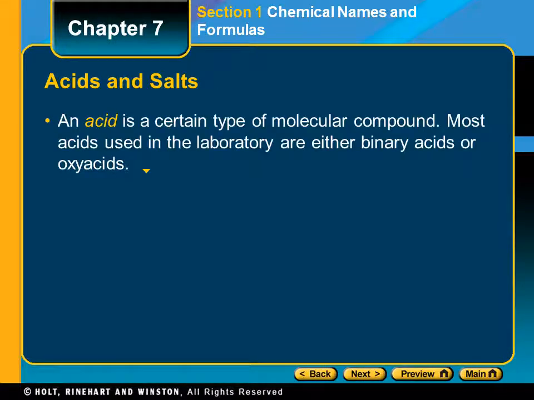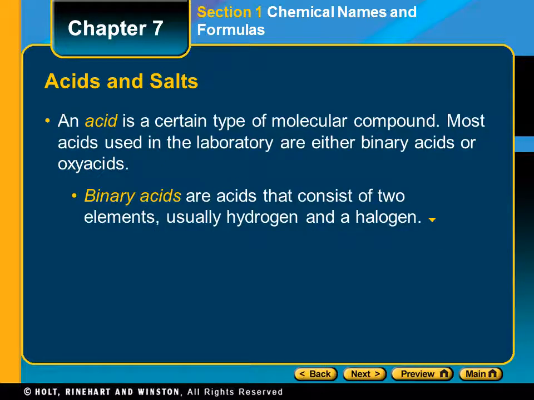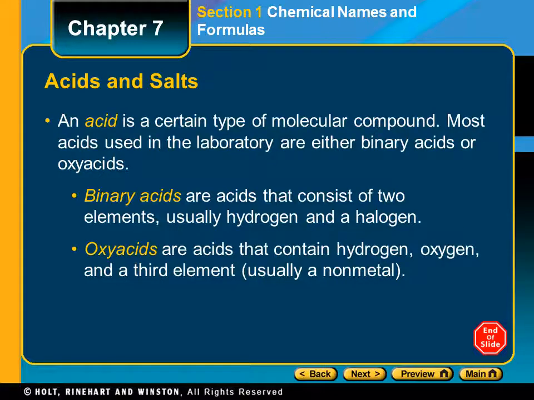Then we have acids and salts. Acid is a certain type of molecular compound. Most acids used in the laboratory are either binary acids or oxyacids. Binary acids consist of 2 elements. A lot of times it's hydrogen and a halogen. Oxyacids are acids that contain hydrogen, oxygen, and a third element, usually a nonmetal.